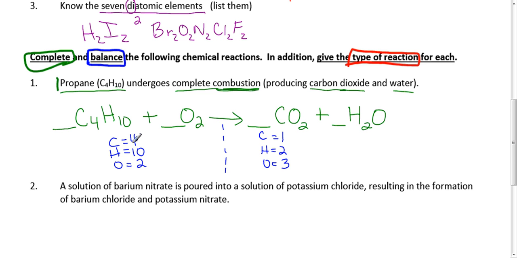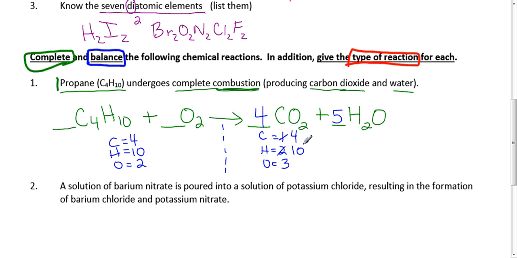So if we have 4 carbons over here on the reactant side, to get 4 on the product side, we'll just put a 4 in front of carbon dioxide. That changes that to a 4. Go ahead and balance hydrogen. If we have 10, then in order to get 10 on this side, we need to multiply it by 5. So the 5 times 2 now gives us 10.